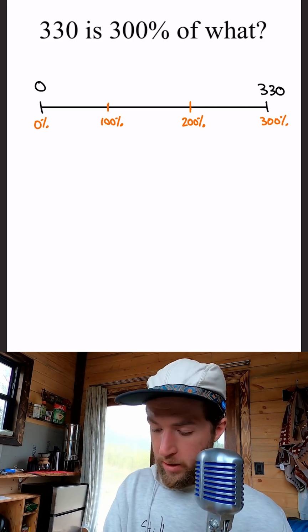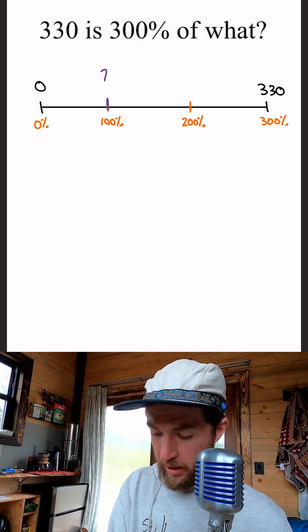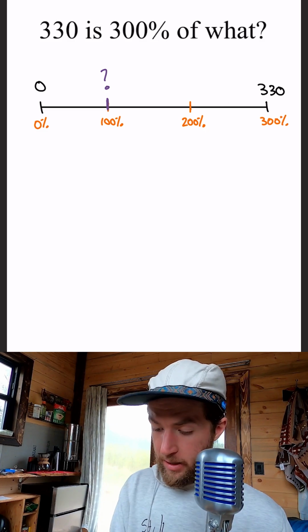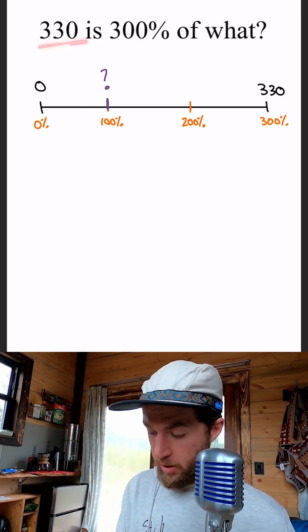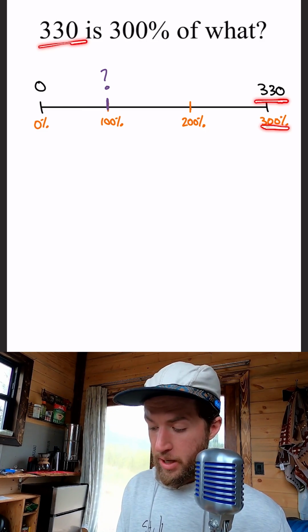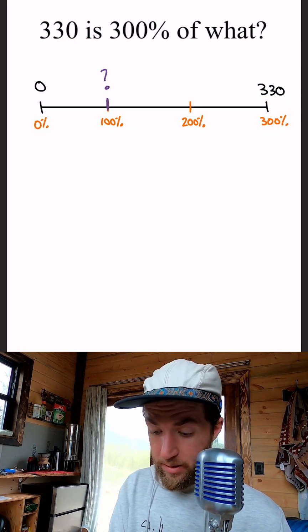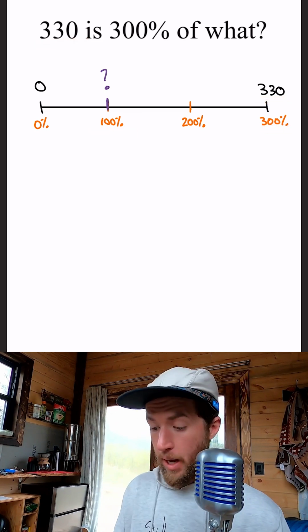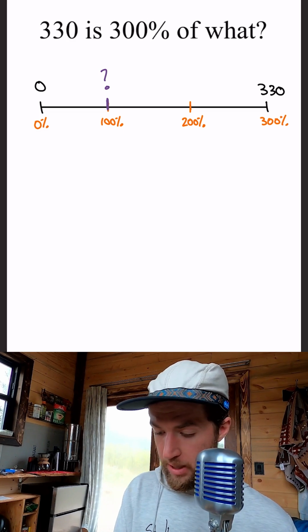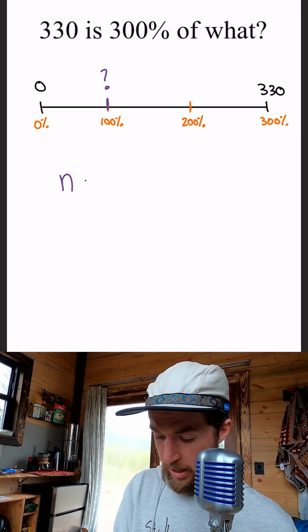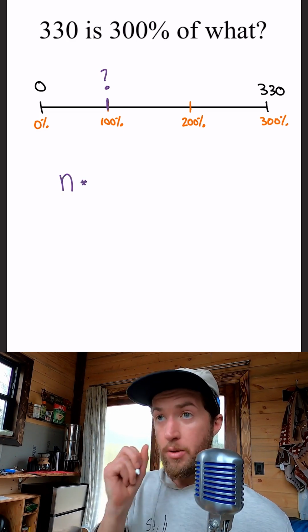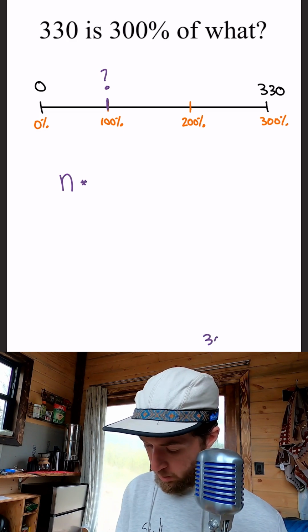So the number we're looking for is the 100%, because again, 330 is 300% of this number. What is that number? Well, we could do some quick math. I like this. So let's say our number is n, and then we're going to multiply that number by 300%, down in the corner here.